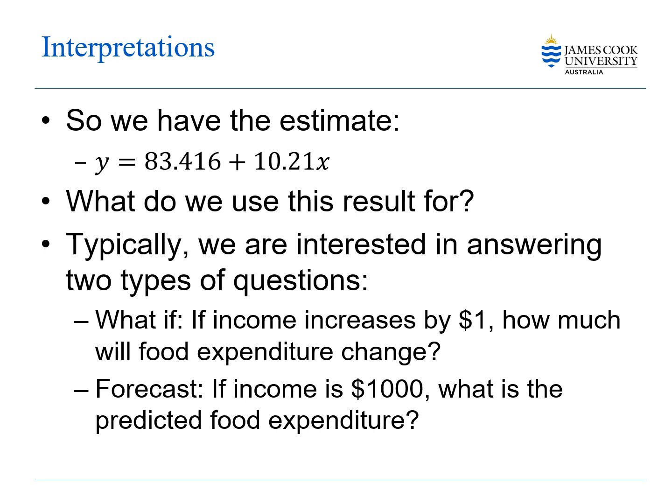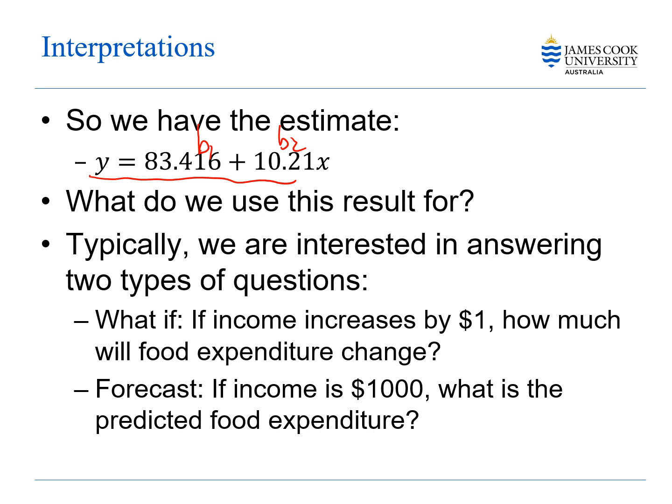So now we have actually estimated the model to be this. This is B1, this is B2, and B1 is estimated to be 83.416, B2 is 10.21. Now the question is, what do we use this for? How can we utilize this information?